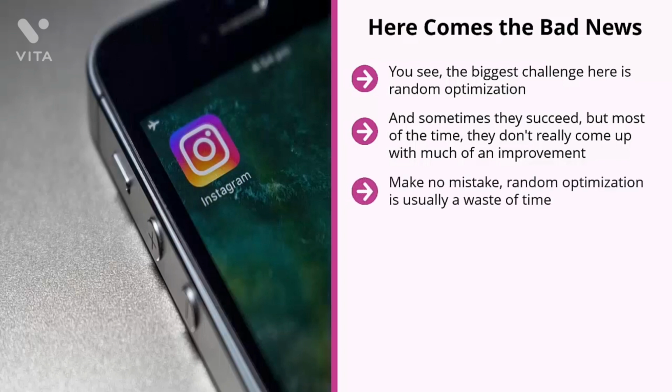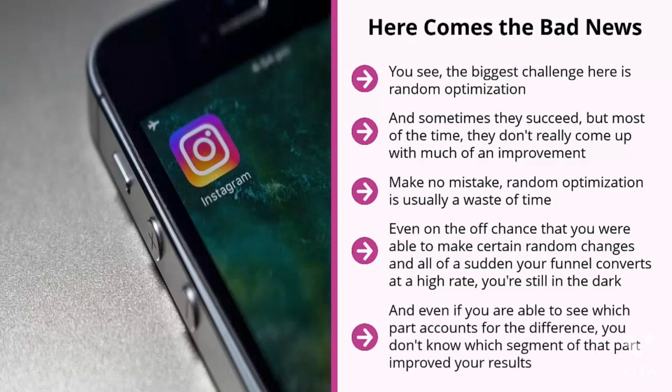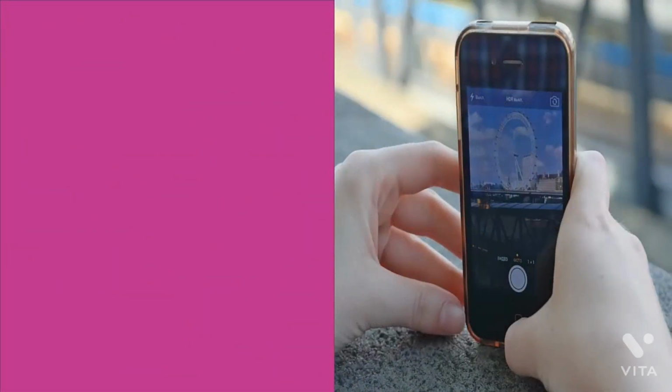Make no mistake, random optimization is usually a waste of time. It really is. Even on the off chance that you were able to make certain random changes and all of a sudden your funnel converts at a higher rate, you're still in the dark. Why? You don't know which part of your funnel accounts for the improvement. And even if you are able to see which parts account for the difference, you don't know which segment of that part improved your results. Do you see how this works? Do you see why this is so confusing and so frustrating?